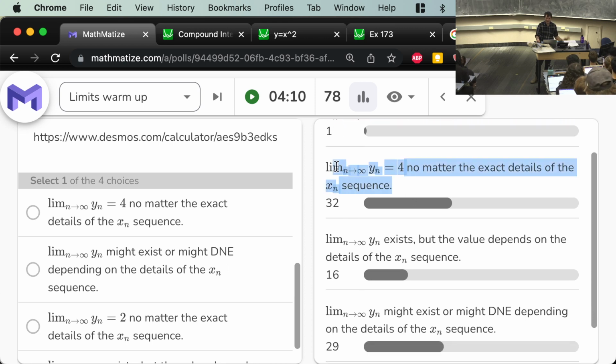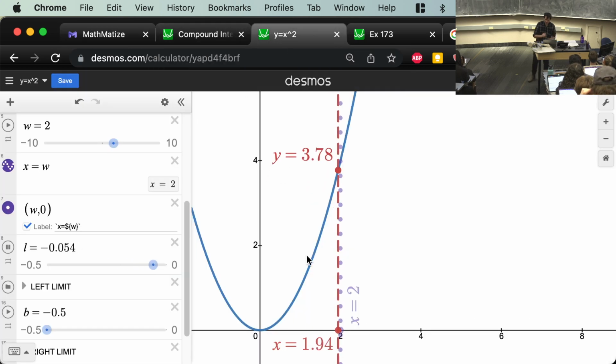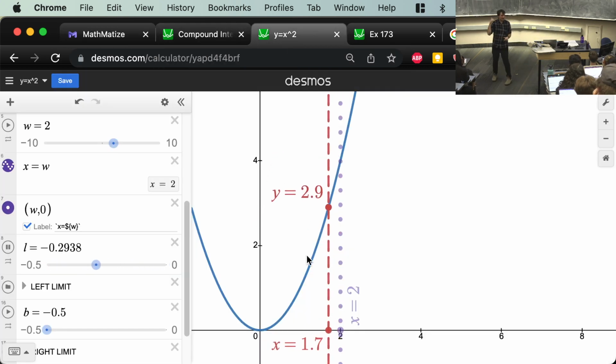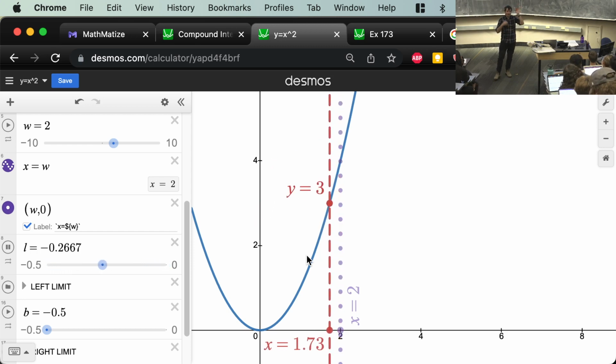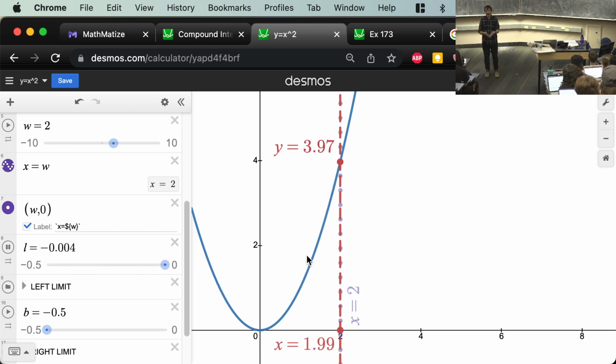32 people said the limit is 4 no matter what. And that was what it looked like was happening for this particular sequence. So for this sequence, it definitely looks like the y values are getting close to 4. But the question is, is that going to be true for every possible sequence?